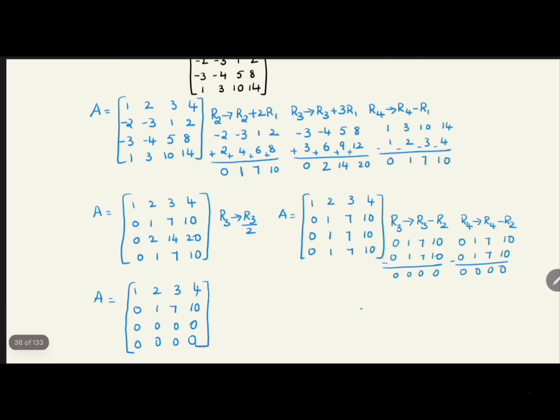Okay, now let's check the principal diagonal ones. So this is the principal diagonal, and all the elements below the principal diagonal are made 0. Now we can say that this is in echelon form. What is the rank of the matrix? Number of non-zero rows. It is nothing but 2.